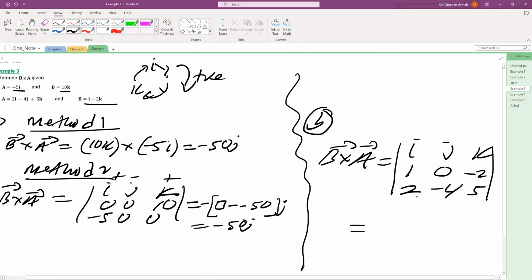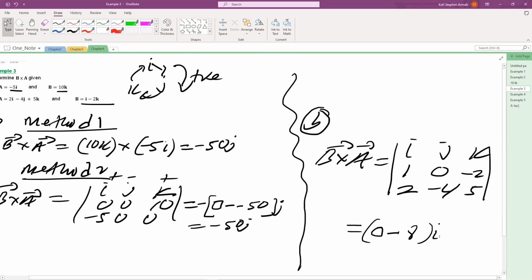So we cover this. If you cover this, you go 5 times that, which is 0. Let me write so that in case you understand. Then -4 times -2 is 8. Then write your I here. Let me move a bit to the right.